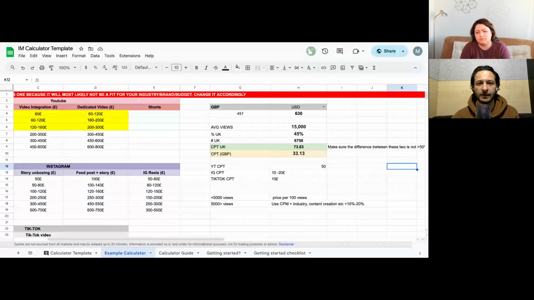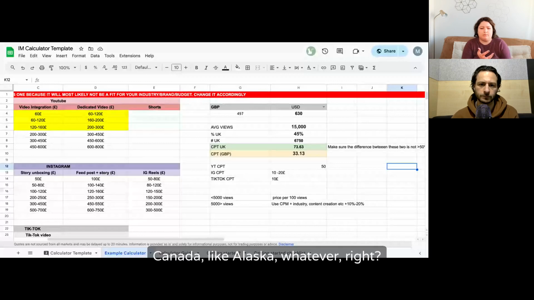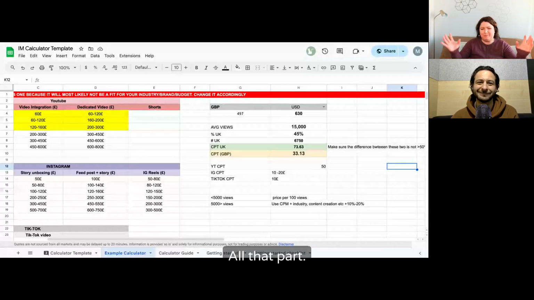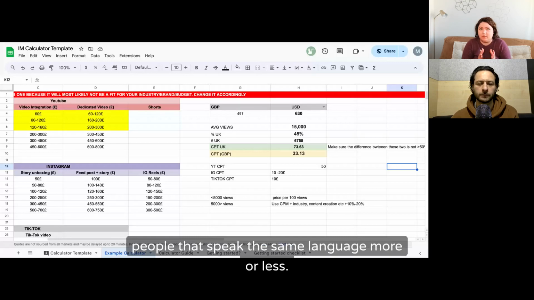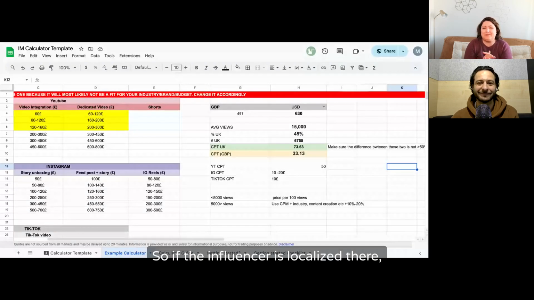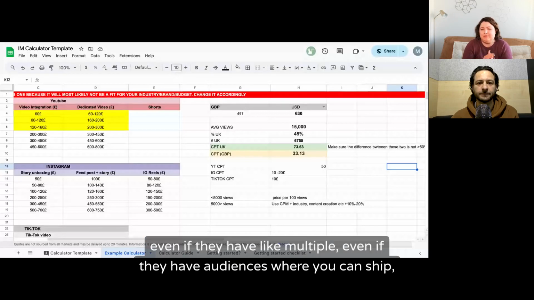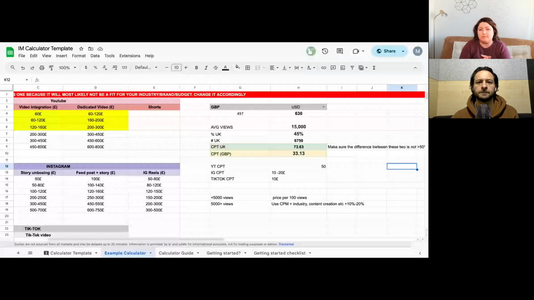There's also the language barrier, because when we're talking about the US, Canada, and even South America, we're talking about a really large population of people that speak more or less the same language. But when you're looking at, for example, Germany and the countries next to Germany, you have a language barrier. So if the influencer is localized there, even if they have audiences where you can ship, the message might not come across because of the language barrier.